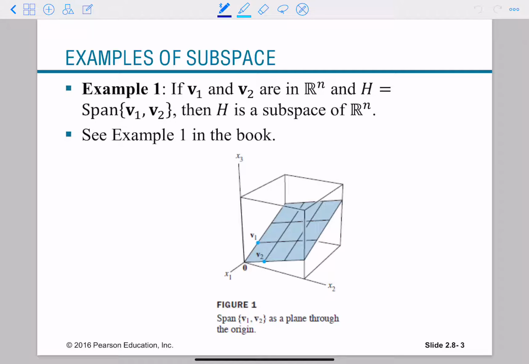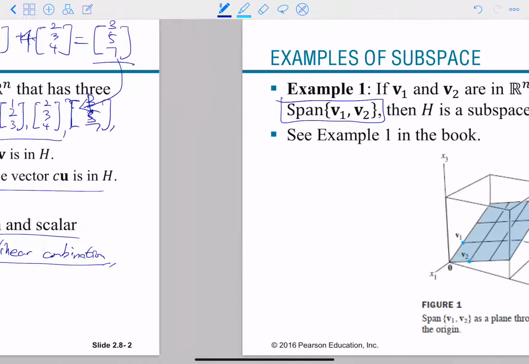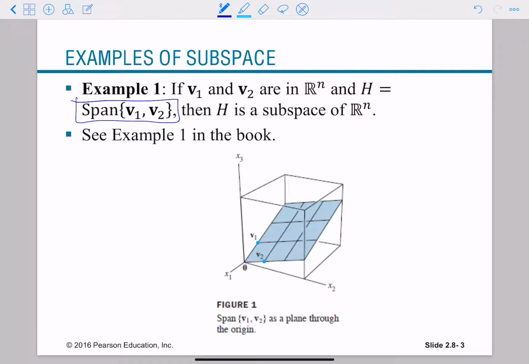This subspace, which we newly studied just now, is exactly the same as what we already studied, which is the span. Any subspace that satisfies closedness under linear combinations should always be representable as the span of some finite number of vectors. So the span is a subspace.